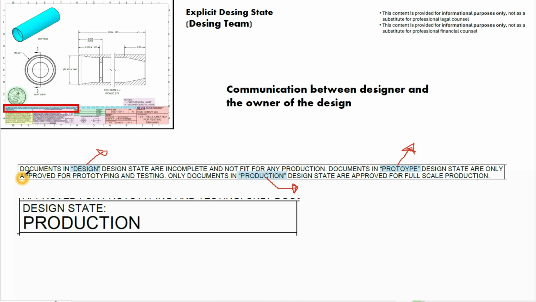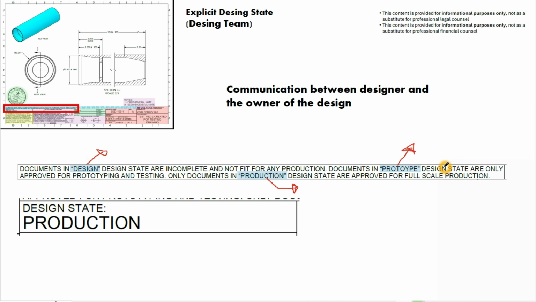Okay, let me read this note out and we can discuss it in more detail. Documents in design state are incomplete and not fit for any production. So if you look at the drawing and you see this, that means do not make or build this part. Things are subject to change or are not fully refined and calculations haven't been completed. Now, if you find a document that is in prototype stage, let's continue reading this.